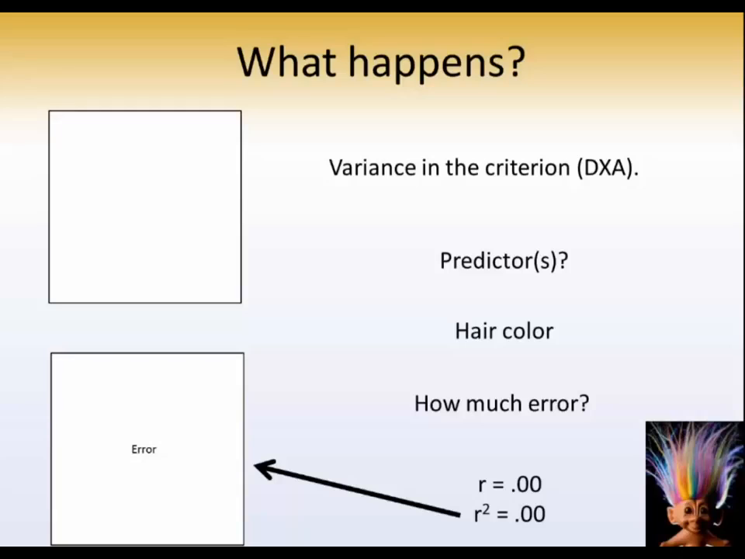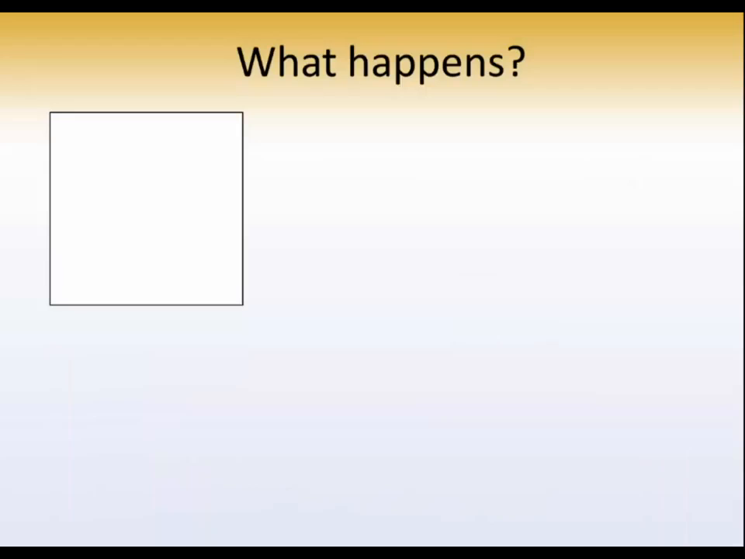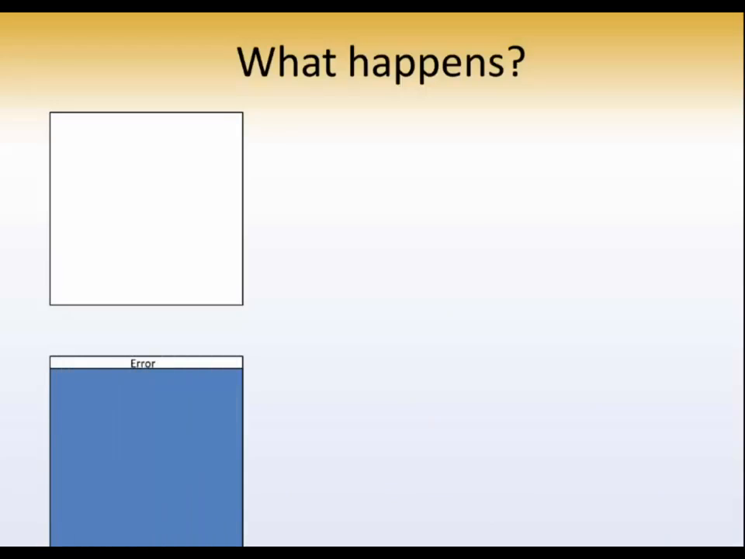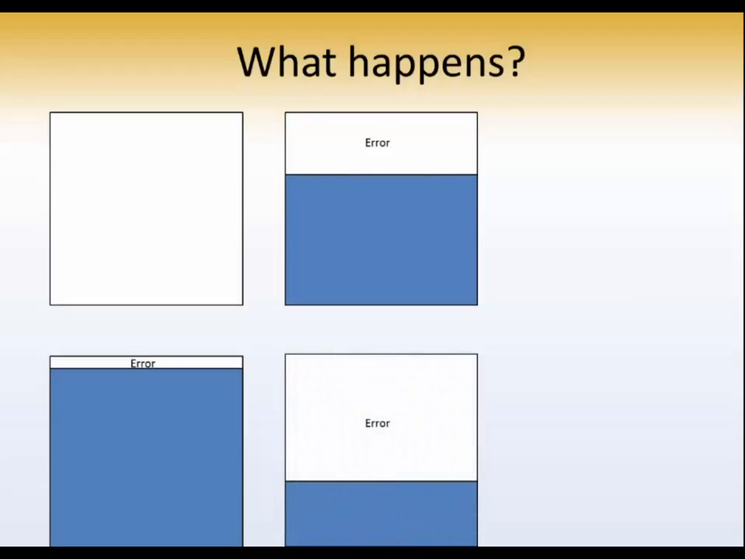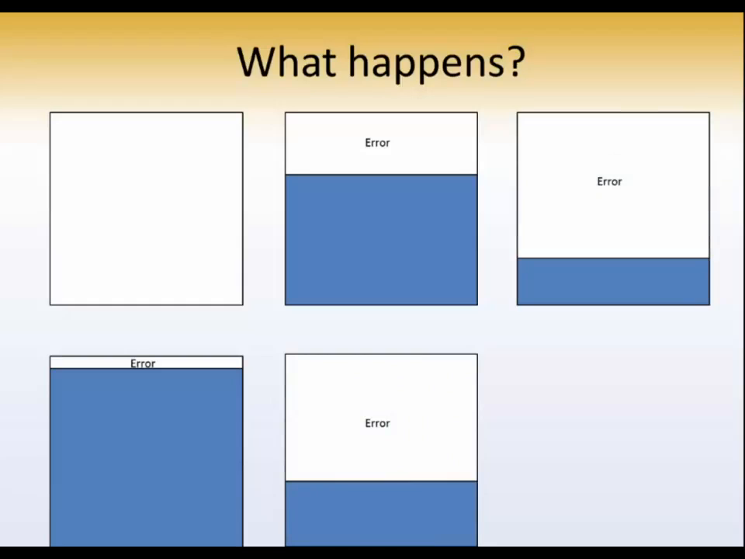So now let's summarize those and see what it looks like. Here's variance in DEXA-determined body composition. It has very little error if you did DEXA. It has more error if you did 3 skin folds. It has more error if you did BMI. It has more error if you did a single skin fold. And it has the most error if you did hair color.